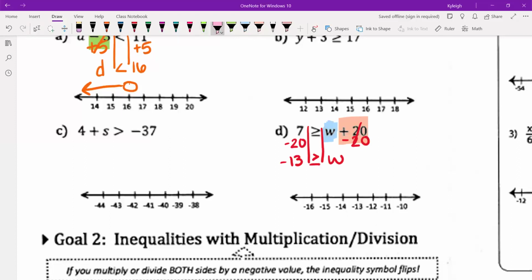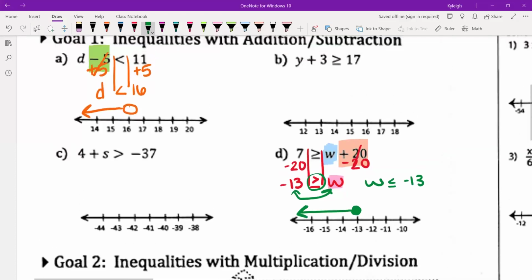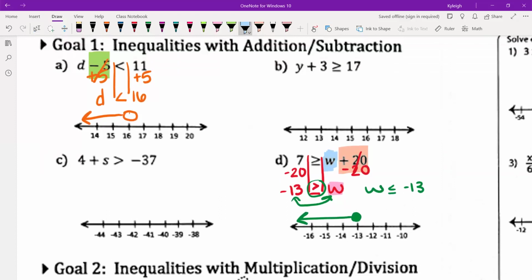In order to graph, remember the variable needs to come first. So we have to flip this. So we do W first. The inequality sign flips because everything flips. And then -13. Then we do a closed circle at -13, and our inequality faces that direction. All right, so what I want you to do is go back and try B and C for me. So pause and try B and C.